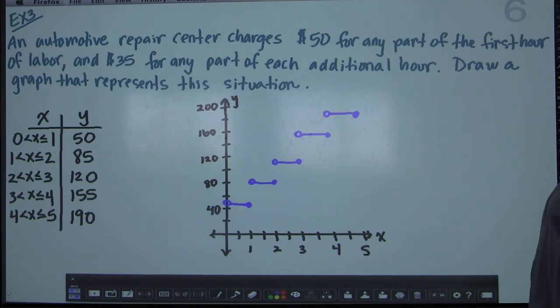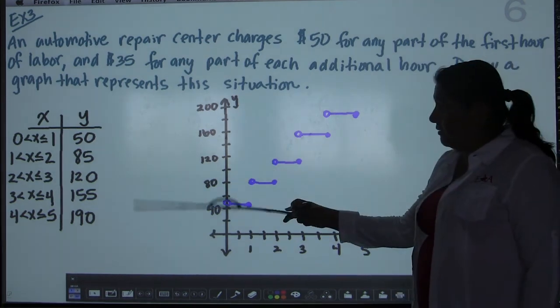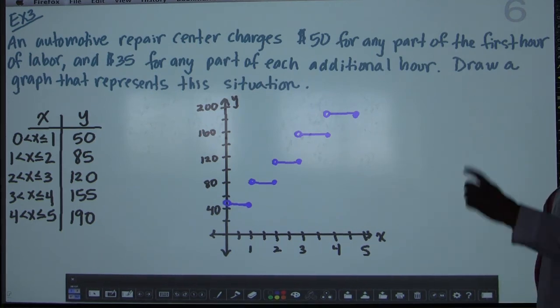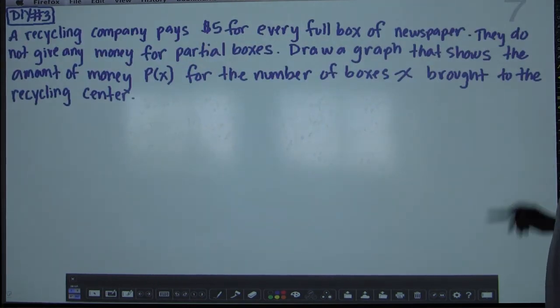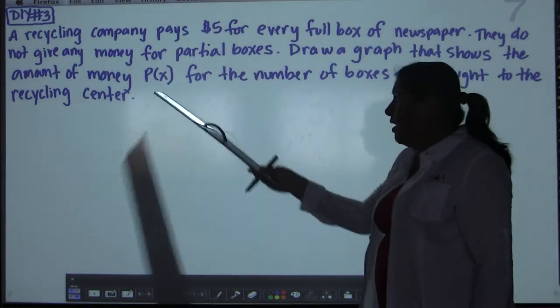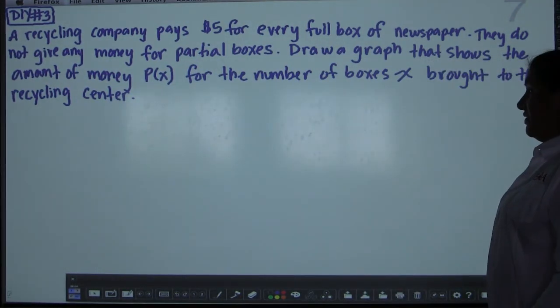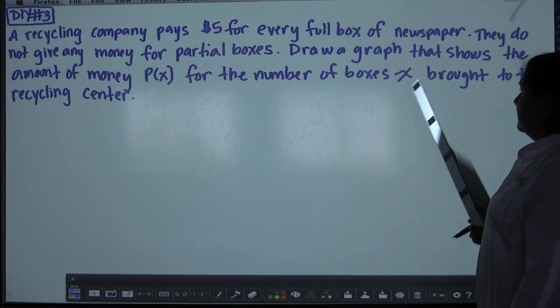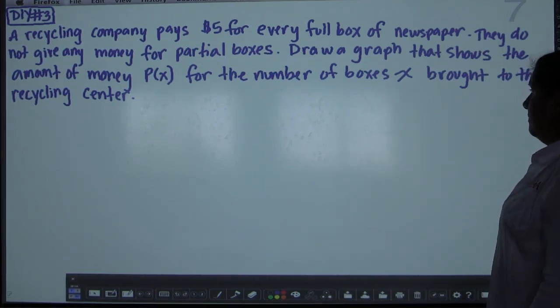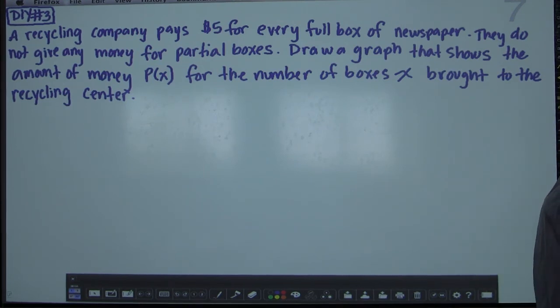All right, so again, the easiest thing to do is to just make yourself a t-table, and instead of doing x is 1, 2, 3, 4, 5, use intervals between integers for the situation. So here we have a very similar scenario happening, and in this case they're using p of x instead of y, but p of x is the same thing as y, and then of course you have your x. So it's a very similar situation, so hopefully you can draw that graph fairly quickly.